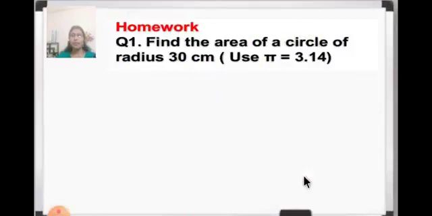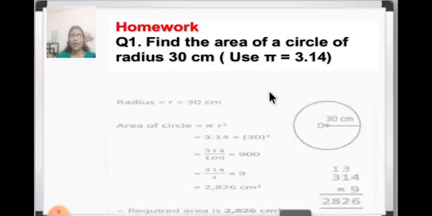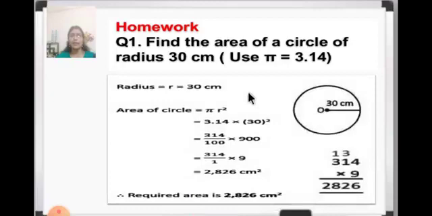So first homework question. Question number 1, which was given as homework in the previous presentation. Find the area of a circle of radius 30 centimeter. And you have to take the value of pi as 3.14. So as you know, the formula for area of a circle is pi r square. And what is given in the question? Here radius is given. So we'll write radius, r is equal to 30 centimeter.